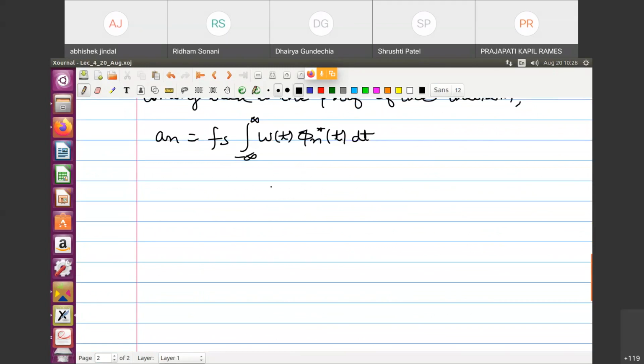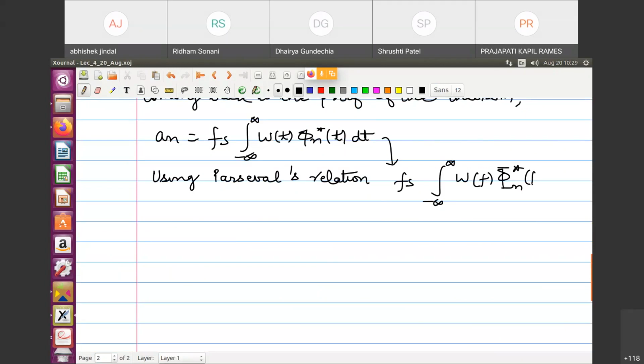So using the Parseval's relation or theorem, whatever you call, we can say that this is equal to fs integration from minus infinity to infinity W(f) phi n star (f) df. You can call this an inner product. This inner product of two functions over time is the same as the inner product over the frequency. So you can use either of these and you will end up at the same result. Now substitute this.